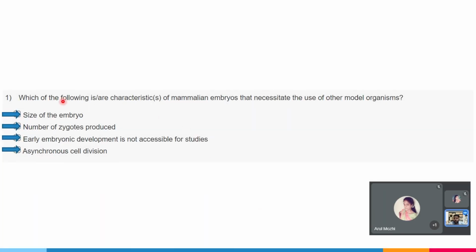So the options ask which are the characteristics of mammalian embryos that necessitate the use of other model organisms. These include the size of the embryo, the small number of zygotes that are produced, that early embryonic development is not accessible for study as the embryo is still inside the mother, and the asynchronous or rotational cell division, which makes it difficult to study. And thus, all of the options are correct.